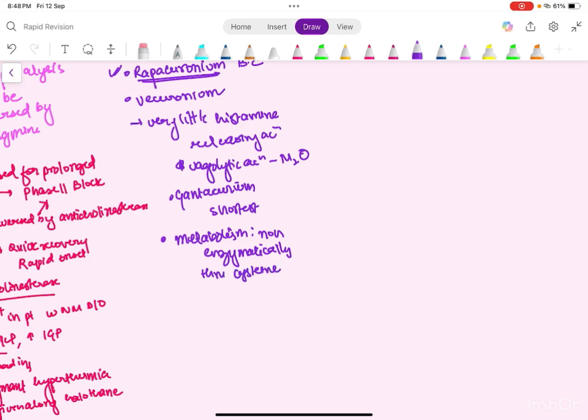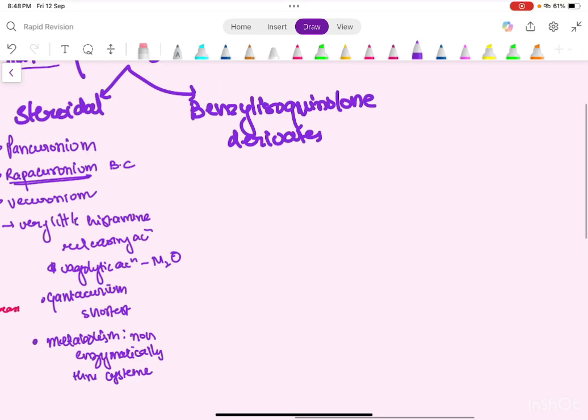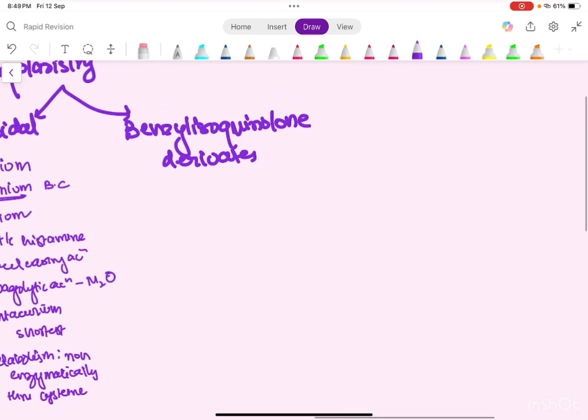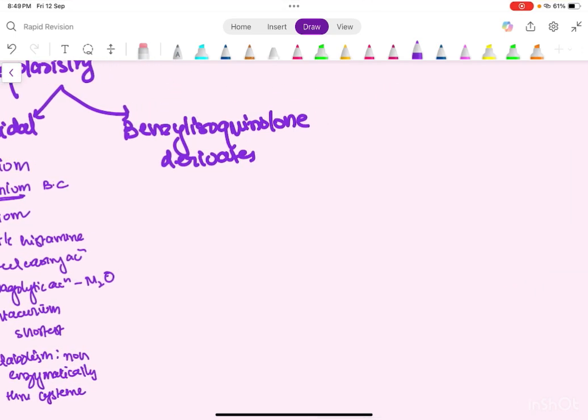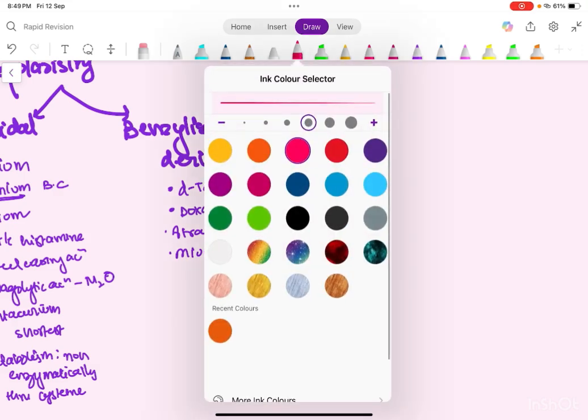Then we have benzyl isoquinolones. Now in this benzyl isoquinolones, first of all you should know the names. So the first name that you should know is D-tubocurarine, then doxacurium, then atracurium or cisatracurium, and we have mivacurium. Alright, now let's understand.